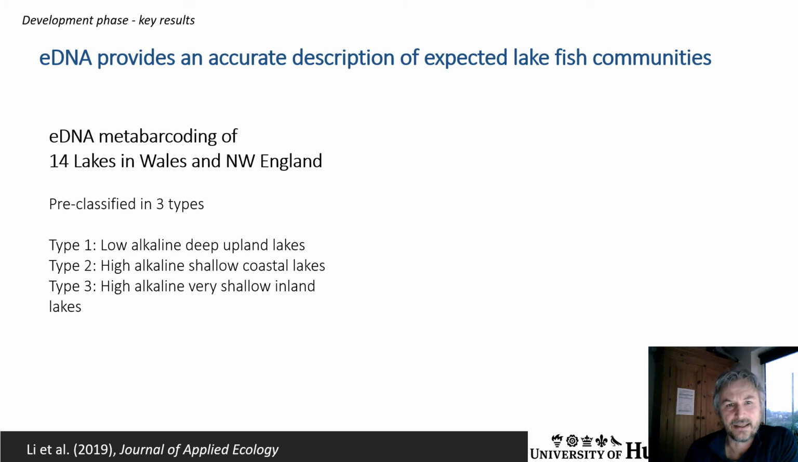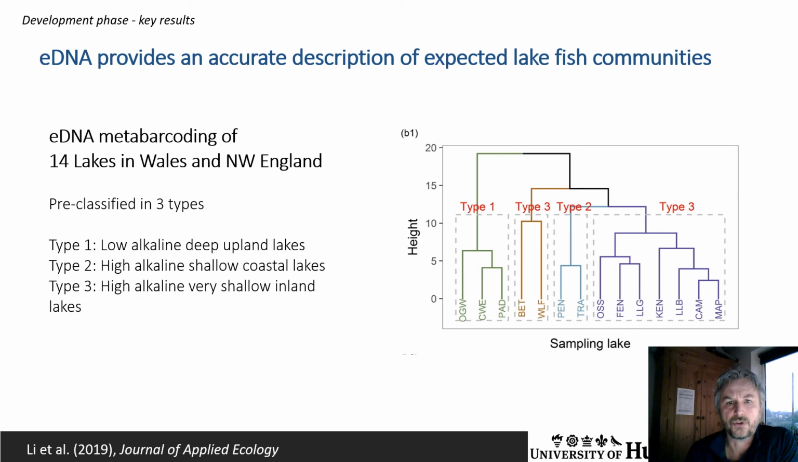So the data that we can extract from eDNA metabarcoding give us a really good semi-quantitative representation of the fish community structure. The analysis I'm showing here demonstrates that the data are also ecologically meaningful. So here we looked at 14 lakes in Wales and Northwest England, which we had pre-classified into 3 types based on alkalinity, depth and distance to sea. So we were expecting different fish communities in these different categories.